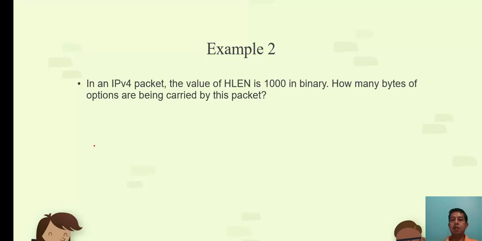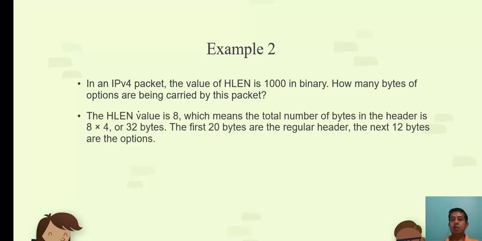Next example: the HLEN has a value of 1000 in binary. How many bytes of options are being carried by this datagram? So the HLEN value is 8 in decimal. 8 multiplied by 4 is 32 bytes. Remember, the normal header size is 20 bytes. Apart from options, the regular header fields take 20 bytes. So because the header length is 32 bytes, 32 minus 20, the other 12 bytes are options. So this datagram is carrying 12 bytes of options header information.